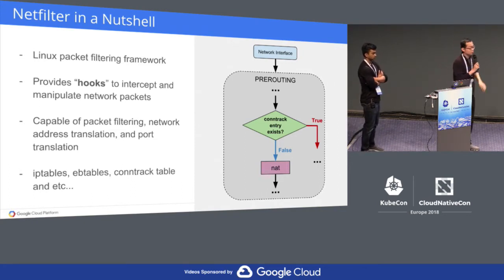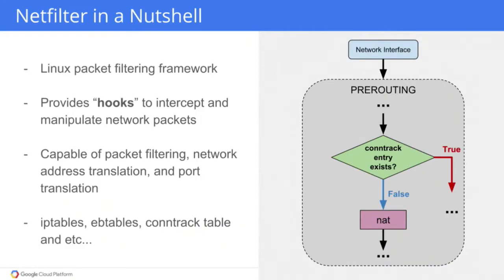On the right, we have a snippet of the Netfilter processing flow chart. It's very complex, but we're only going to talk about what's relevant here. The network packet comes from the network interface, and then it enters the pre-routing hook provided by Netfilter. Within the pre-routing hook, it first checks if there is an existing conntrack entry that matches the packet. If so, it proceeds. If not, it passes the packet to the NAT table to see if it matches any of the NAT rules, and takes it from there.